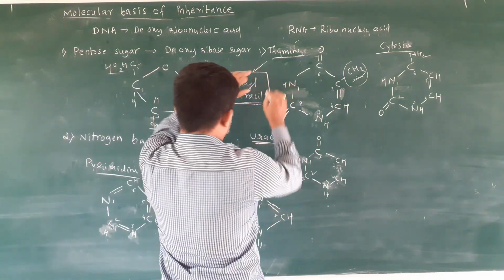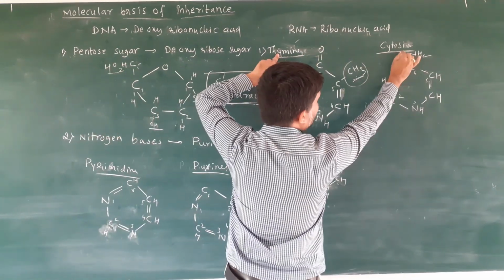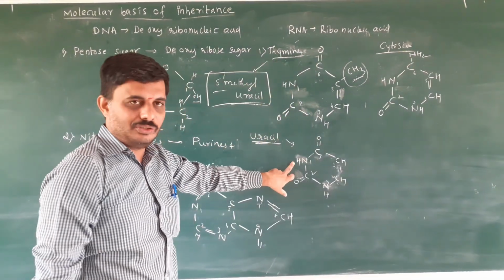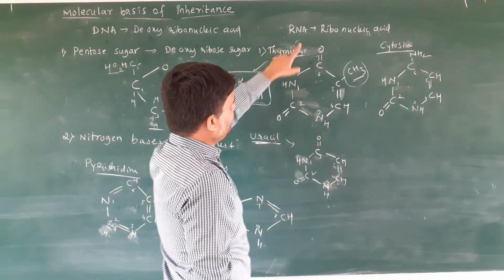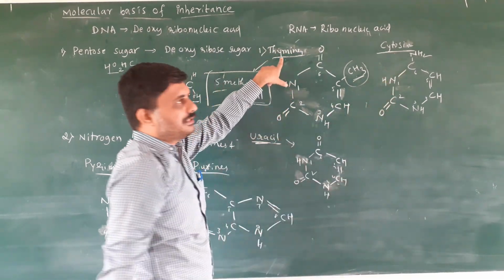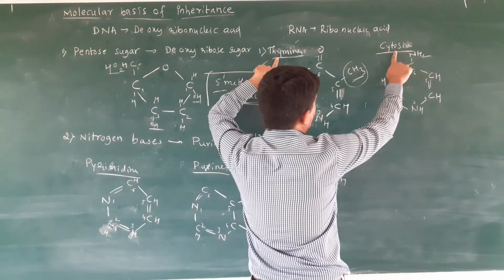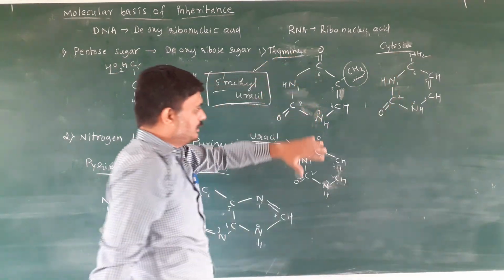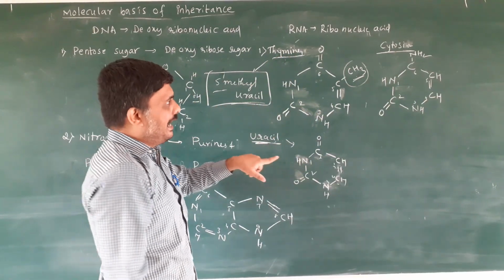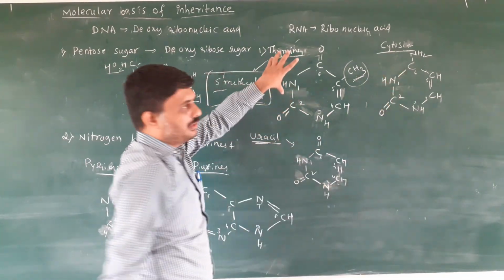So DNA has thymine and cytosine but not uracil. RNA has cytosine and uracil but not thymine.